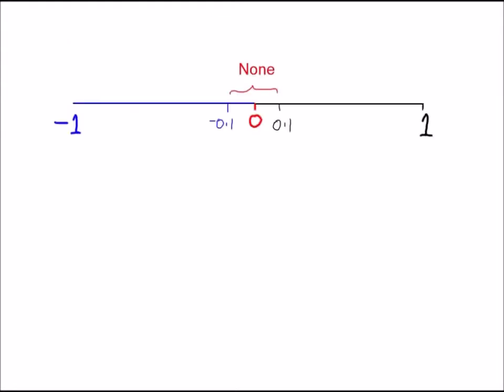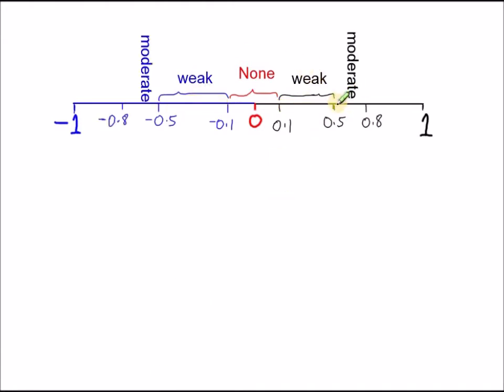So on this scale, a value of R in this range, -0.1 to 0.1, is close to 0, so we say there's no correlation between the two given variables. And then we have weak correlation, weak positive, weak negative, moderate positive correlation, moderate negative correlation, and then we have strong positive correlation and strong negative correlation.